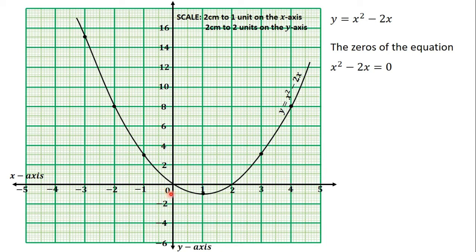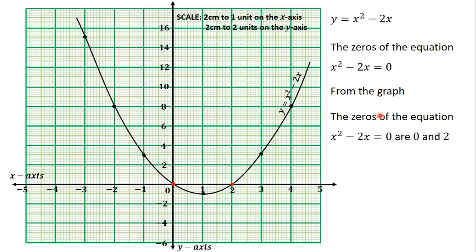The curve intercepts the x-axis at 2 points. We have the first one here and the second one here. We can see that the first one is at the origin. At the origin, the x-coordinate there is 0. And the second one is on this point. And at this point, the x-coordinate is 2. So the zeros or the solution or the roots of the equation x squared minus 2x is equal to 0 from the graph are 0 and 2.